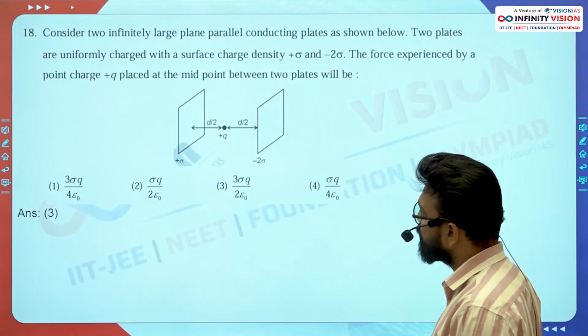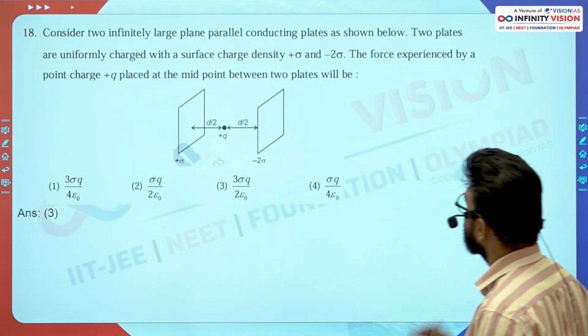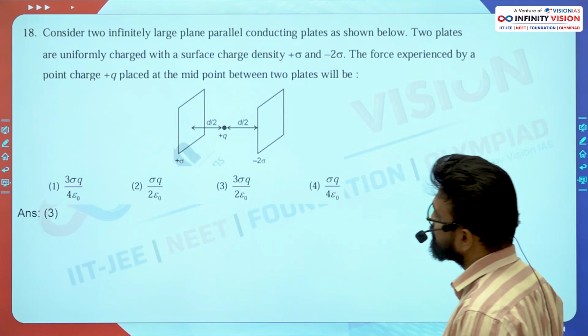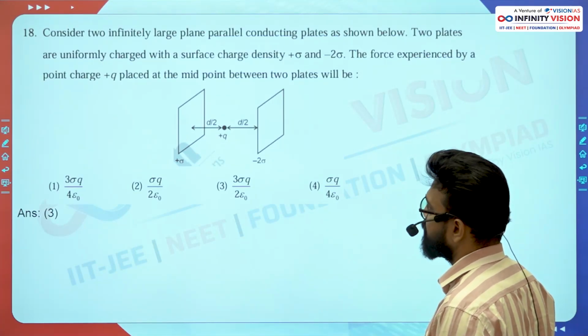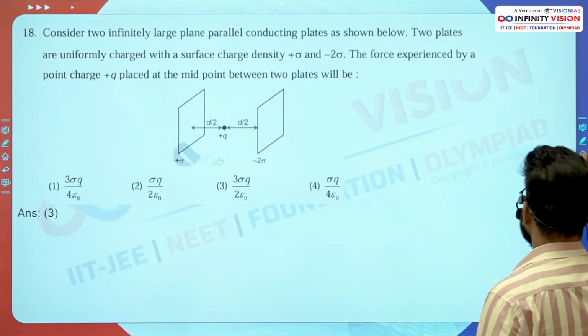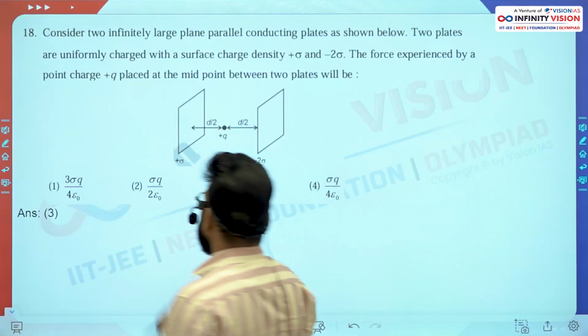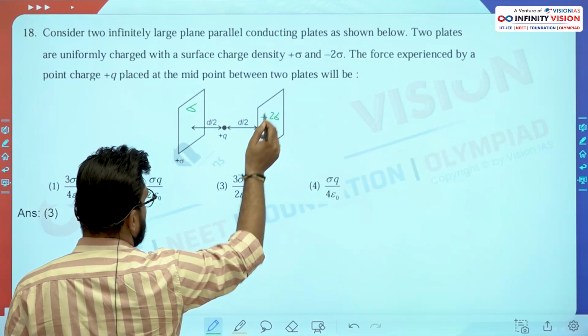Next, consider two infinitely large parallel conducting plates as shown below. The two plates are uniformly charged with surface charge density sigma and minus 2 sigma. The force experienced by a plus q charge placed at the midpoint between the two plates is because of this plate, which has charge density sigma, and the other plate, which has charge density minus 2 sigma.